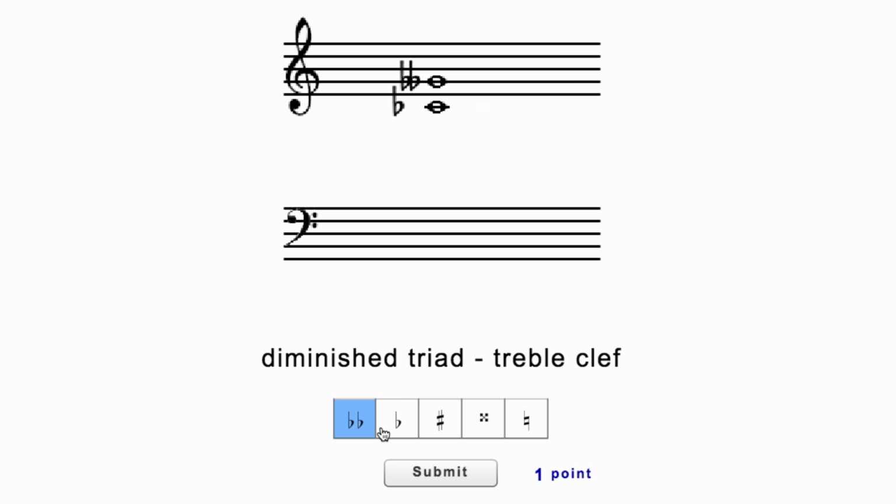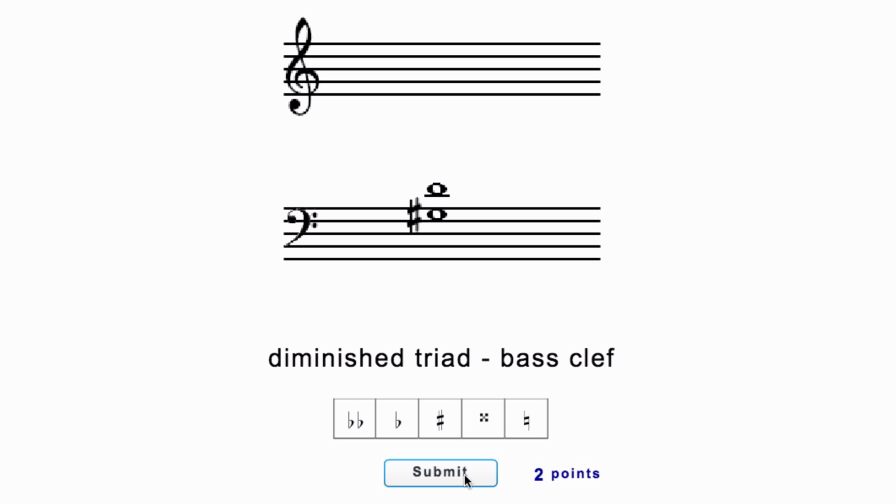But I need a double flat because I have C flat down here. That one's kind of a pain.